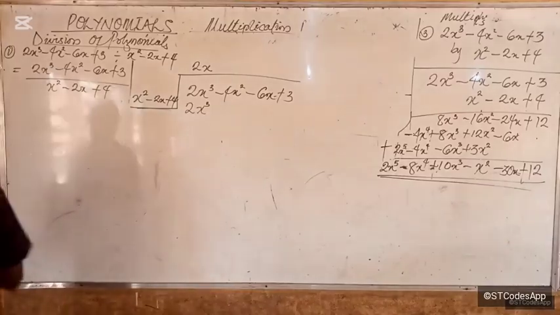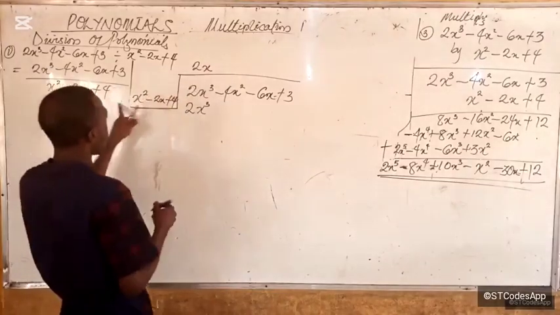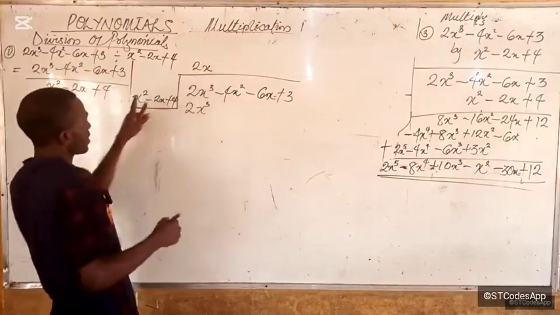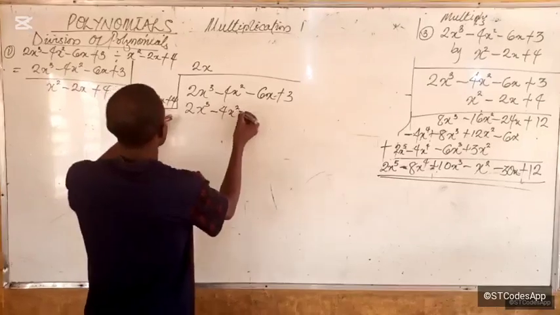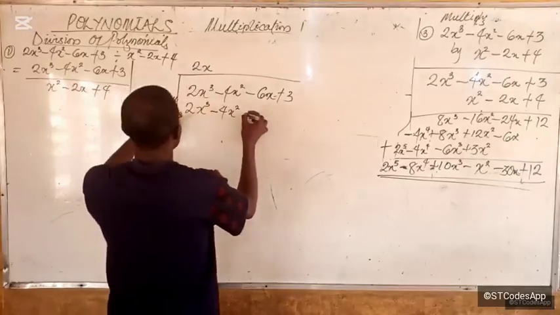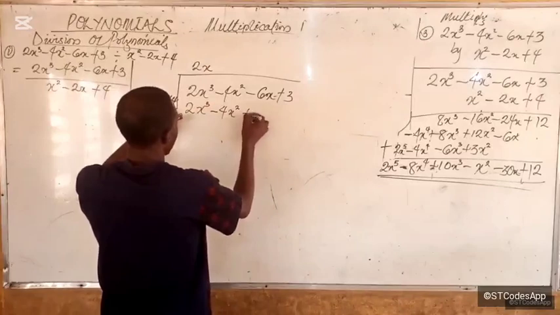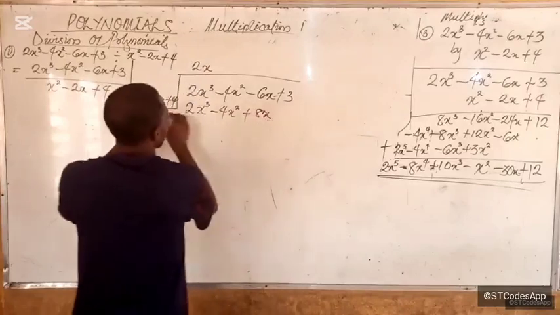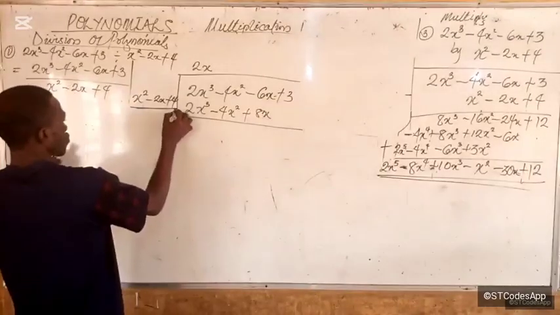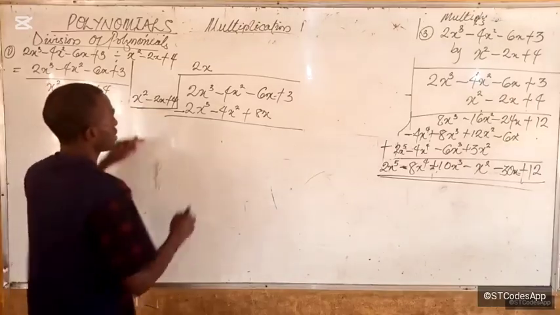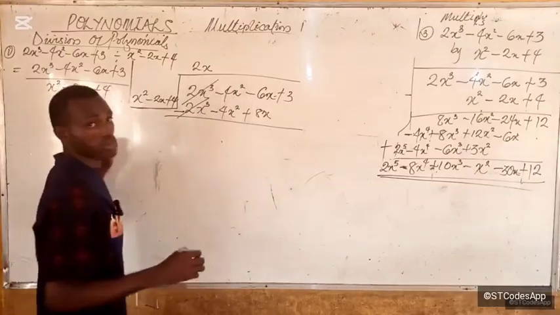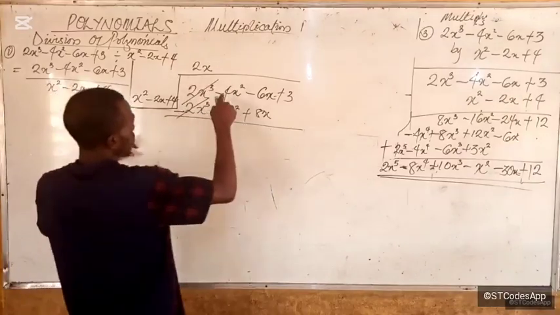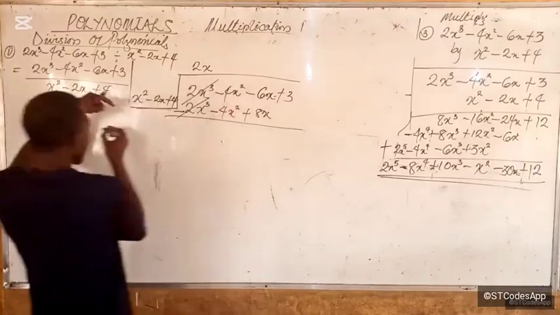So we said you multiply this by all of the expressions here. This by this, 2x cubed. This by this, minus 4x squared. This by this, plus 8x. All right. Then you now do what? You subtract. You just follow the same technique. This minus this will give you 0. So you can just cancel it like that. So this, so minus 4.